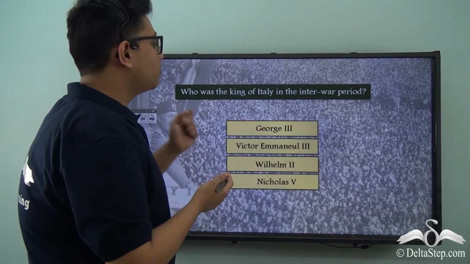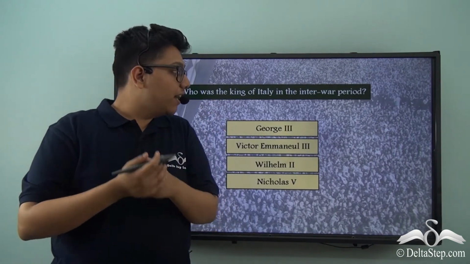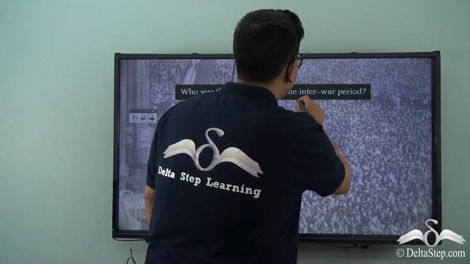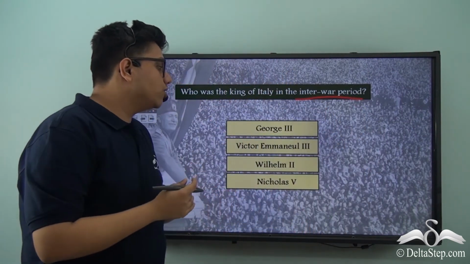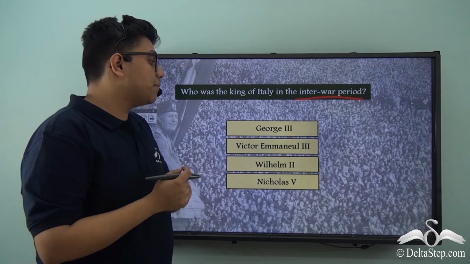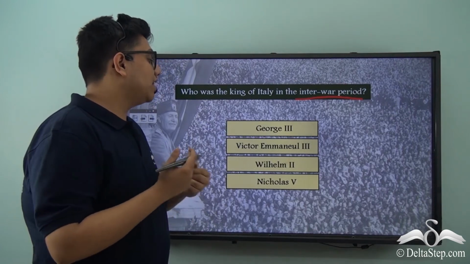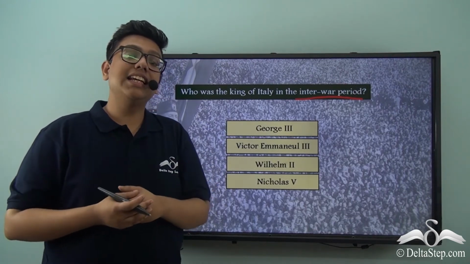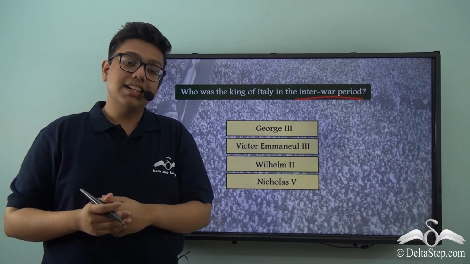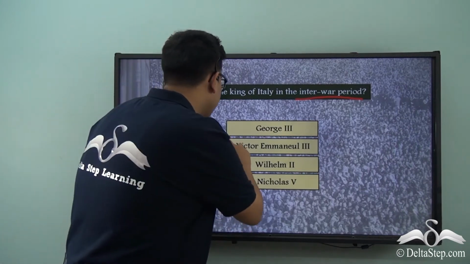So can you answer this question? Who was the king of Italy in the interwar period? Was it King George III? Was it King Victor Emmanuel III? Was it King Wilhelm II? Or was it King Nicholas V? The correct answer is King Victor Emmanuel III.